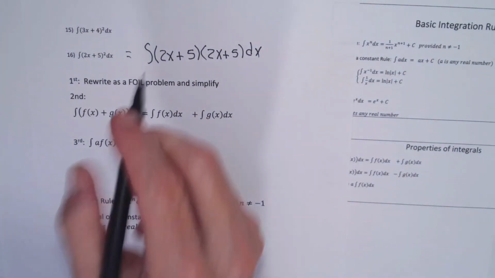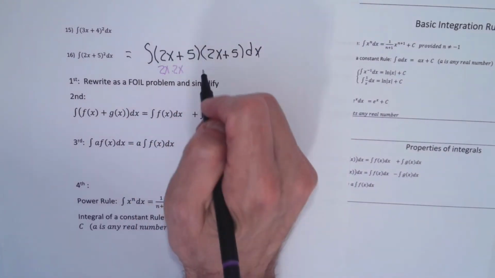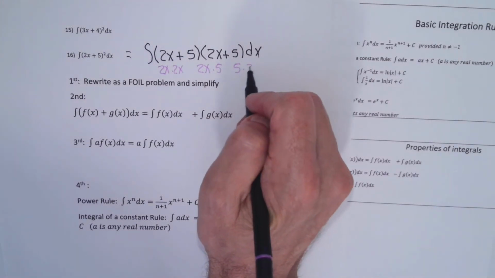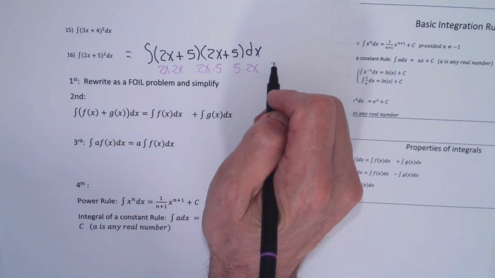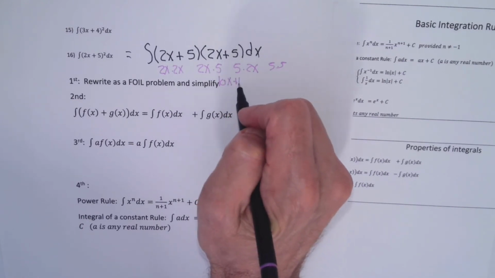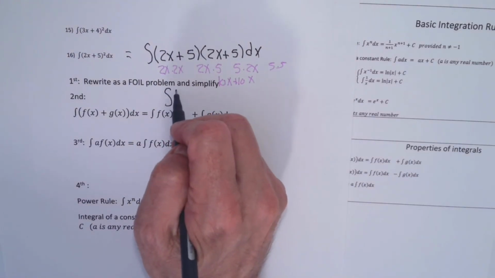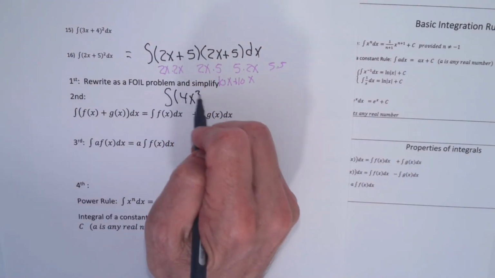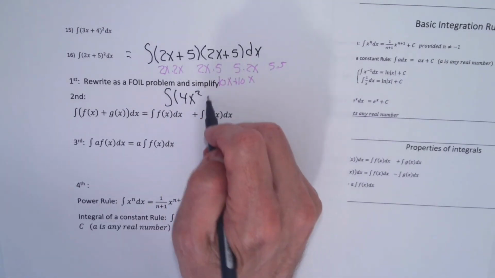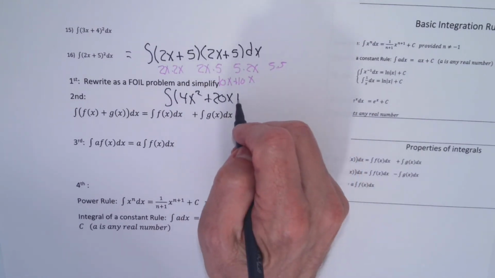The firsts are going to be 2x times 2x. The outers are going to be 2x times 5. The inners are going to be 5 times 2x. The lasts are going to be 5 times 5. When I do the foiling, the 2x times 2x is 4x squared. Both of the 2x times 5's are 10x's. I'll add those to get a 20x. The 5 times 5 is a 25.